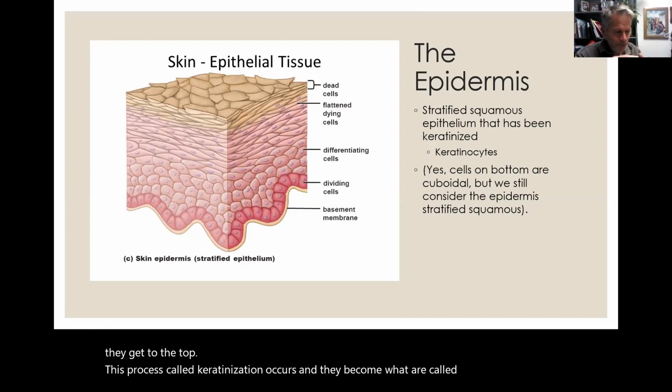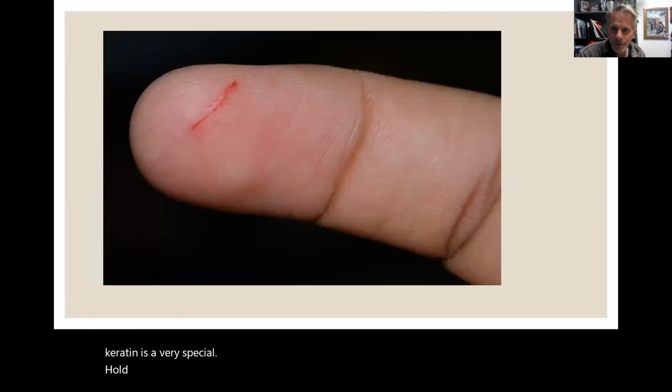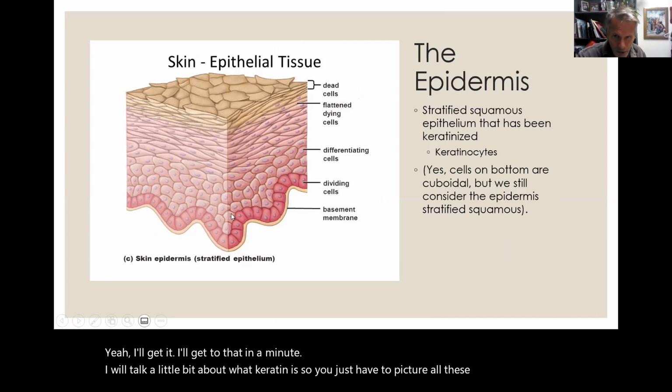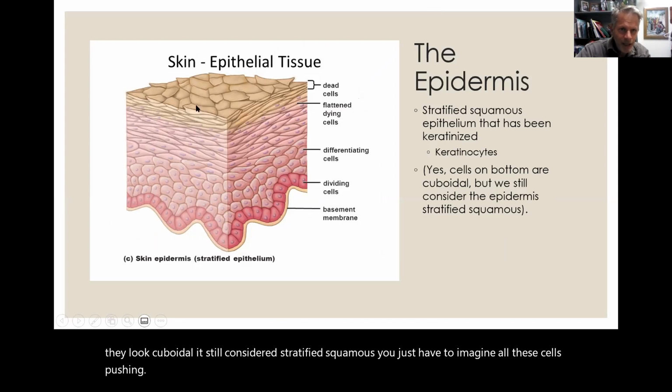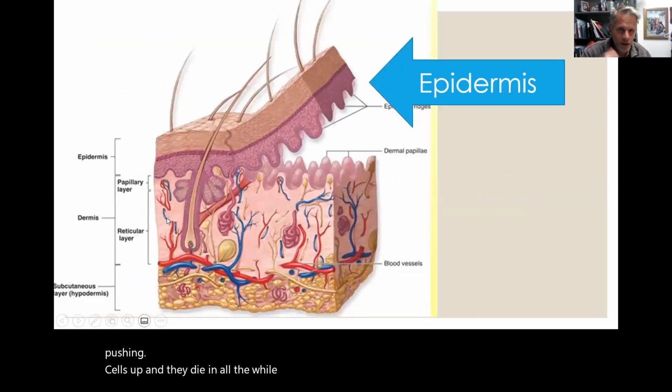And keratin is a very special protein. I'll get to that in a minute, and we'll talk in a little bit about what keratin is. So you just have to picture all these cells, even though they look cuboidal, it's still considered stratified squamous. You just have to imagine all these cells pushing cells up, and they die, and all the while there's new cells growing. You'll see in a video here.